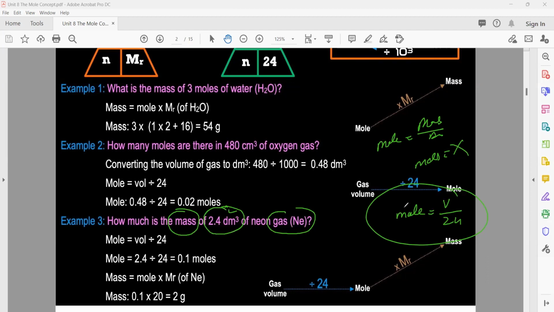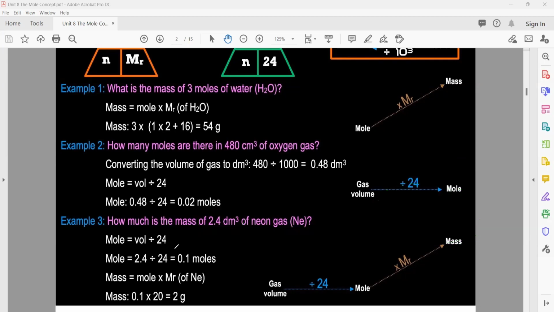By the first formula, you will find the moles. So how will you find that? For example, what do they have? Neon gas, volume is given, that is 2.4, and they want to find the mass. So first you find the moles. Moles equals volume divided by 24. What is the volume? 2.4, divided by 24. So what answer do you get? 0.1 mole of neon.